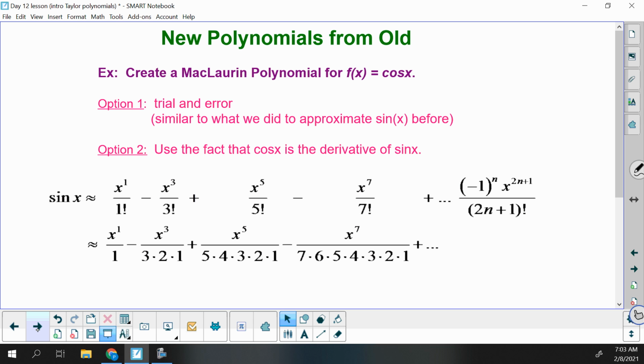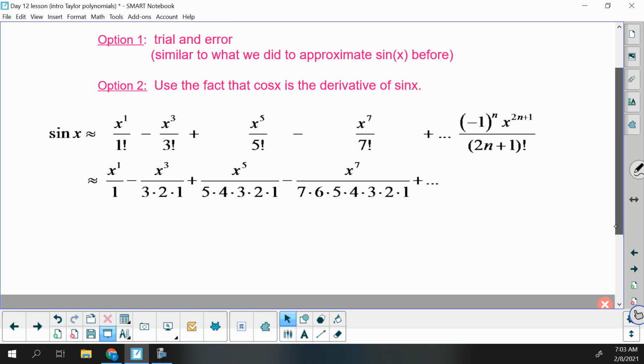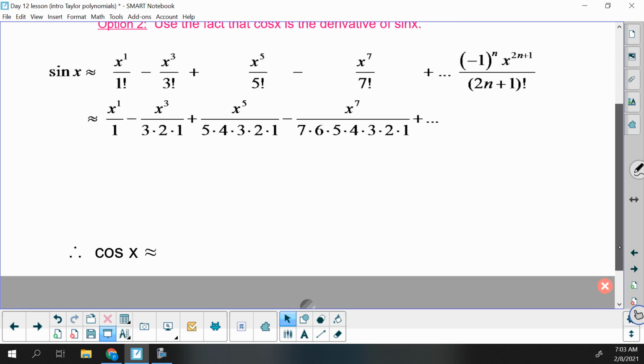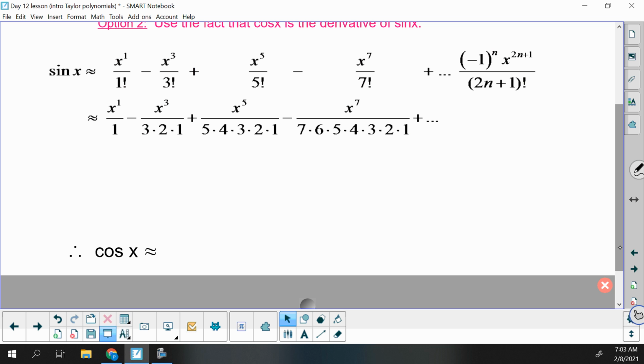We know that cos is the derivative of sine. So let's take our sine Maclaurin polynomial. So we had x to the first over 1 factorial minus x to the third over 3 factorial plus x to the fifth over 5 factorial and so on. Just so you can see it with the factorials written out there. We've got the 3 times 2 times 1, the 5 times 4 times 3 times 2 times 1. Well, x to the first over 1, its derivative would just be 1.